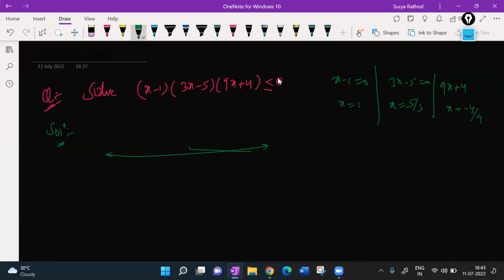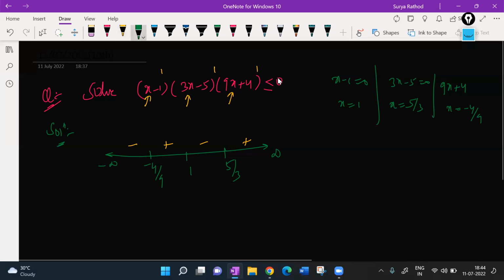Okay. So first of all, I'll be writing the negative number. Why? Because on the number line, negative numbers come first, right? Then 1 here, then 5 by 3 here, minus infinite to plus infinite. All the powers are odd, and all the coefficients of x are positive here. So plus, minus, plus. I need less than 0, which means I need these regions.